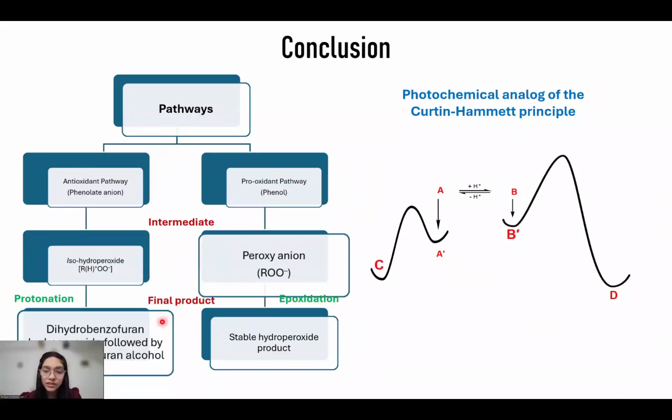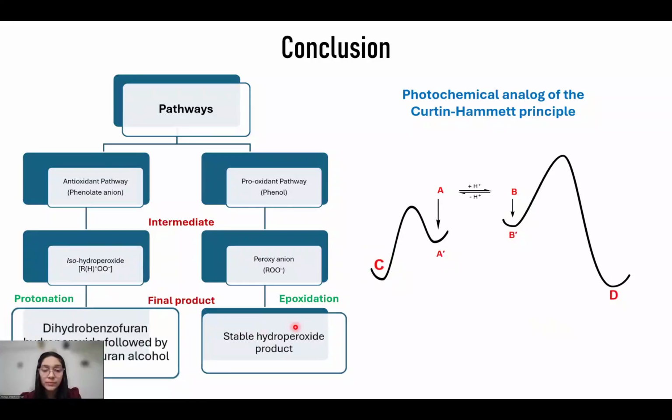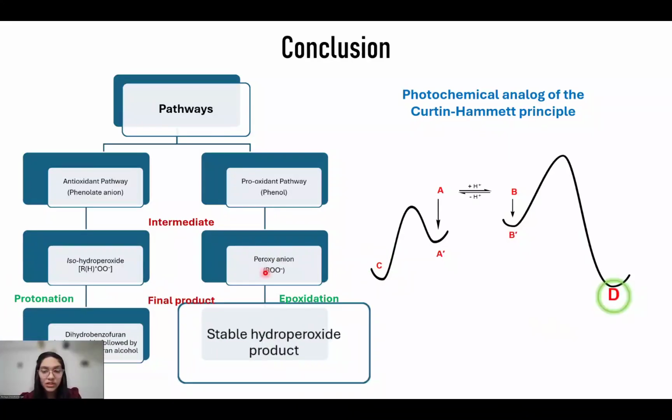The isohydroperoxide intermediate undergoes protonation and yields dihydrobenzofuran hydroperoxide, which further converts to dihydrobenzofuran alcohol. In the pro-oxidant pathway, the peroxyanion intermediate proceeds via epoxidation and leads to the formation of a stable hydroperoxide product, which amplifies the oxidative reactivity.